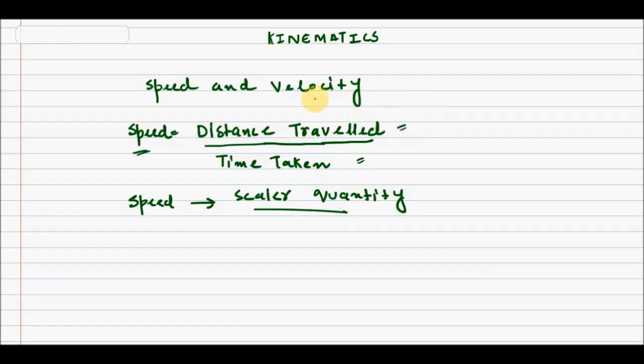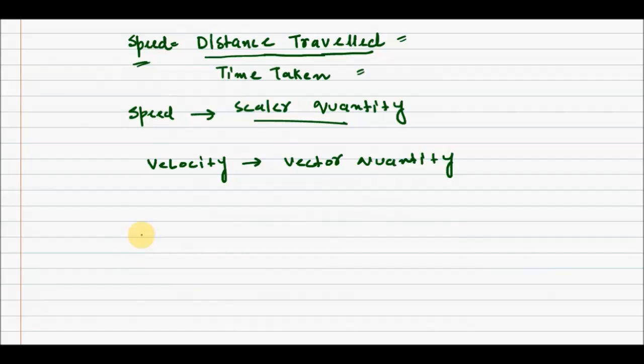Now, talking about velocity, velocity has the same definition as that of speed, but the difference between velocity and speed is that velocity not only gives us the magnitude of how fast we are moving, but it also gives us the direction in which we are moving, right? So since it gives both magnitude as well as the direction of the motion, velocity has to be a vector quantity, right? So it is a vector quantity.